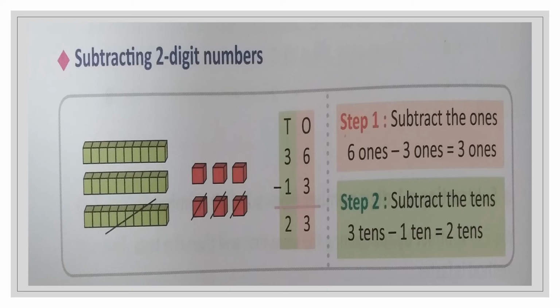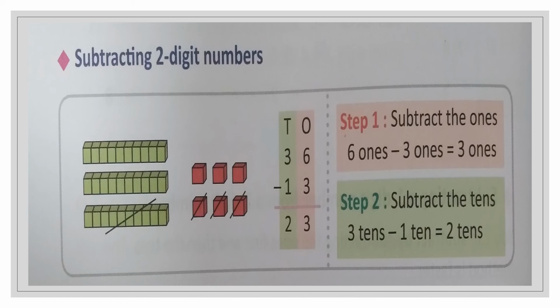We follow the same method of subtracting ones from ones and tens from tens. Let us start with ones. Here we have 6 ones. So we can see here 6 blocks of ones. From that we minus, that is we strike out 3 ones. So if you subtract 6 ones minus 3 ones will give us, yes, 3 ones.